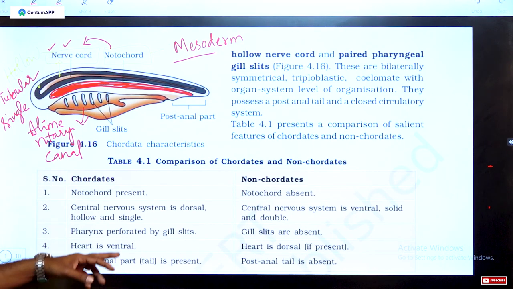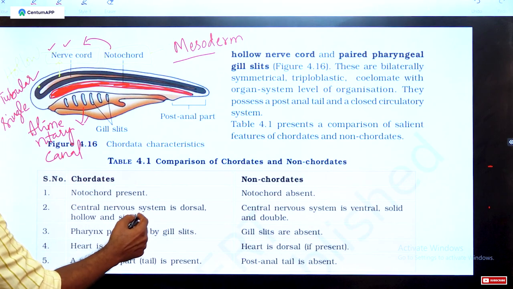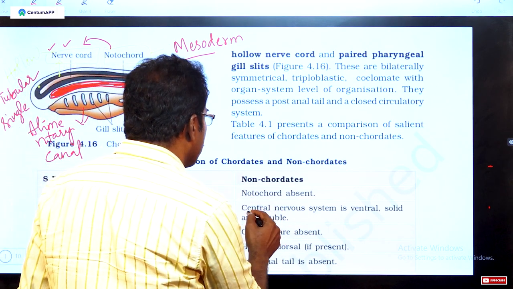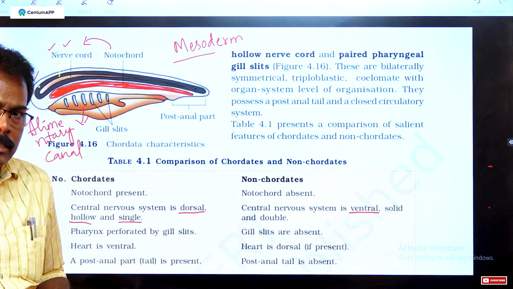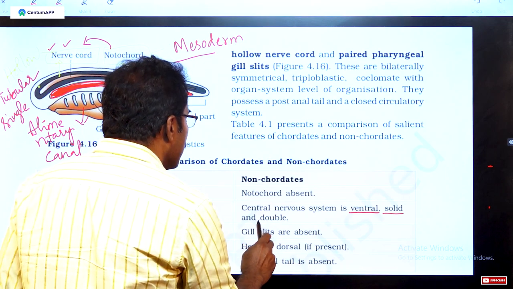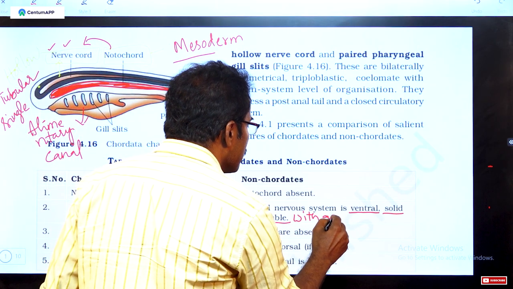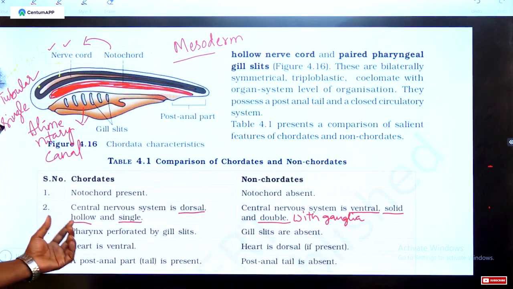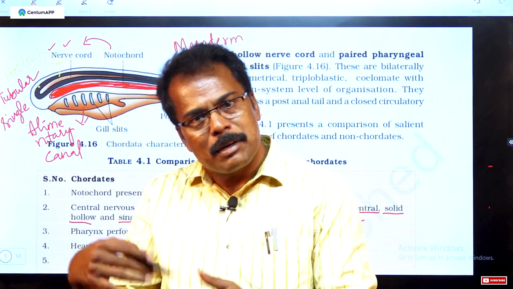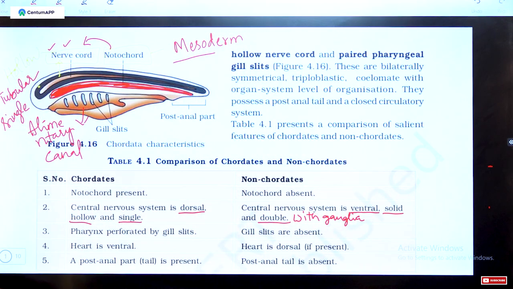Whereas in invertebrates, they have given here, we can see the nerve cord is dorsal, hollow and single in chordates. Whereas in non-chordates or invertebrates, it is located on the ventral side, that is on the front side, solid like this pen, not having a hollow structure, and it is a double ventral nerve cord with ganglia also. Okay, right. This is also an important point for NEET purpose. And the nerve cord in the chordates is replaced with the anteriorly brain and posteriorly spinal cord in the adults.